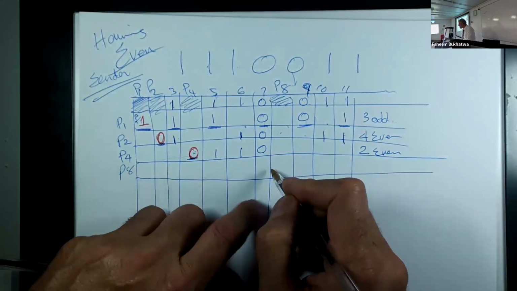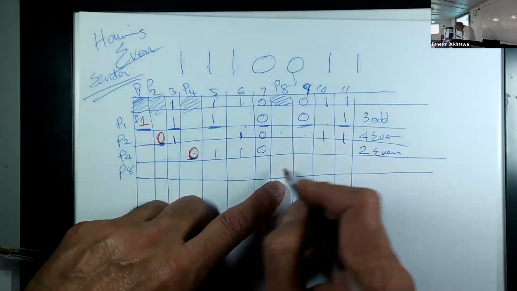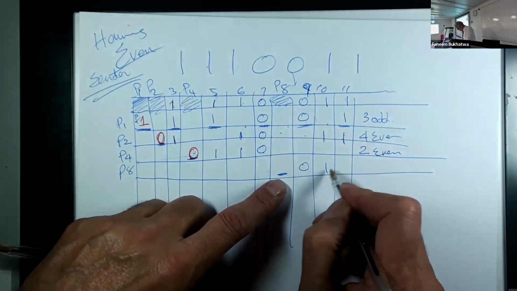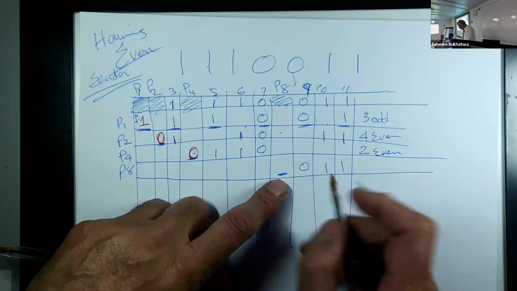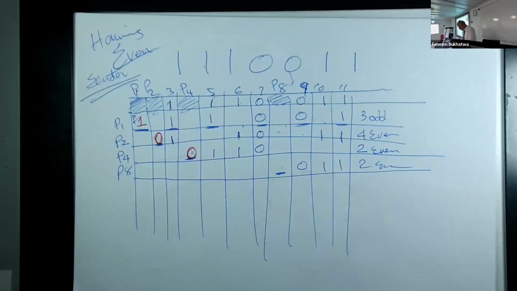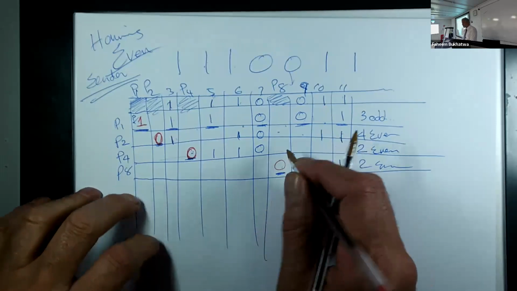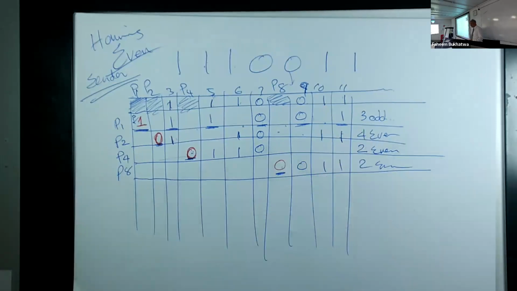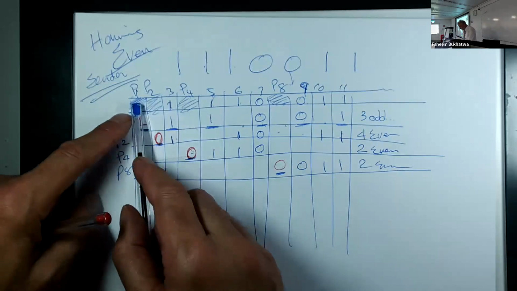Say again. 8, 9, 10, 11. So 8, 9, 10, 11. Right, and that makes it 2, and that's another even, and that's another 0 goes in there. So now we've determined the 4 parity bits.